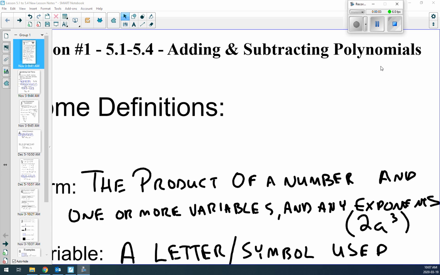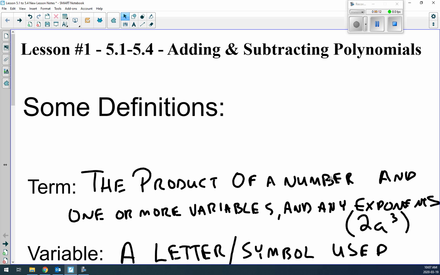Lesson 5.1 to 5.4 is a really long lesson, so I'm going to break it into three parts, part A, B, and C. So let's do part A right now. So let's talk about polynomials. First off, we have to talk about definitions.